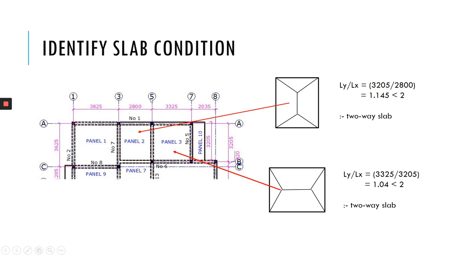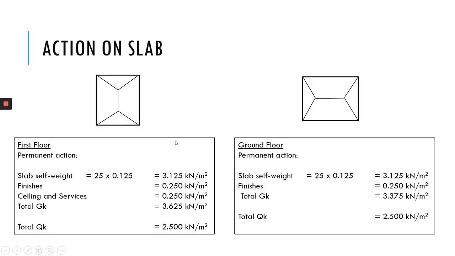For beam 5, 7, it will receive a load from panel 3 with a trapezoidal load, and so on. Okay, so next process, we have to calculate the action on the slab for the first floor and also ground floor. I assume there is no slab on top of your roof. For the first floor here, the permanent action is contributed by slab self-weight, finishes, and also shielding and services, and also the variable action here is 2.5.